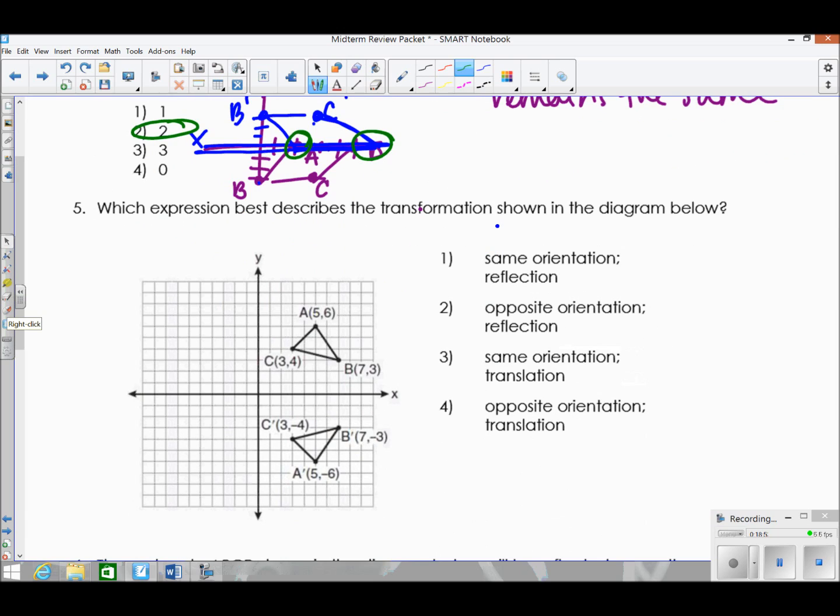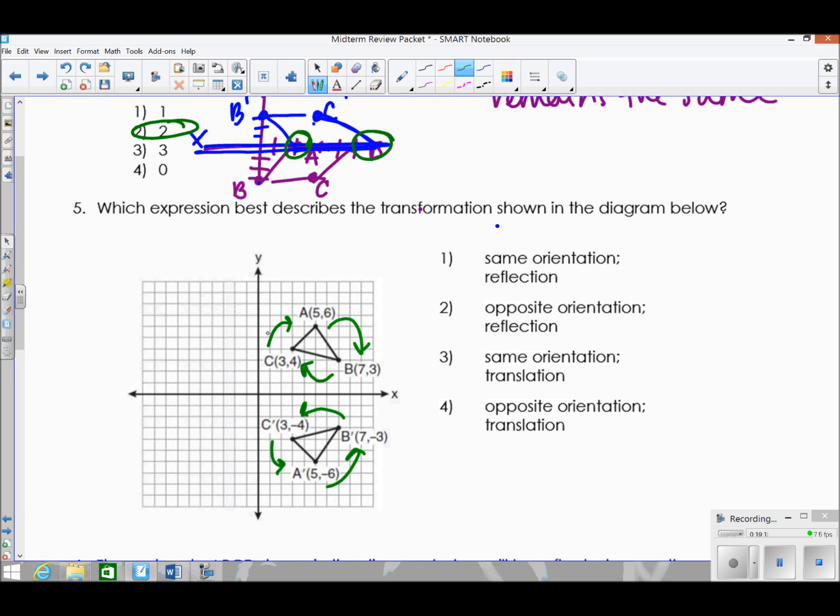On this next example, which expression best describes the transformation shown in the diagram below? Well, let's look. This is talking about orientation. So that means where you draw on the arrows and you decide did they stay the same or did they change. So I always just go in alphabetical order. Make sure you stay in the same order.